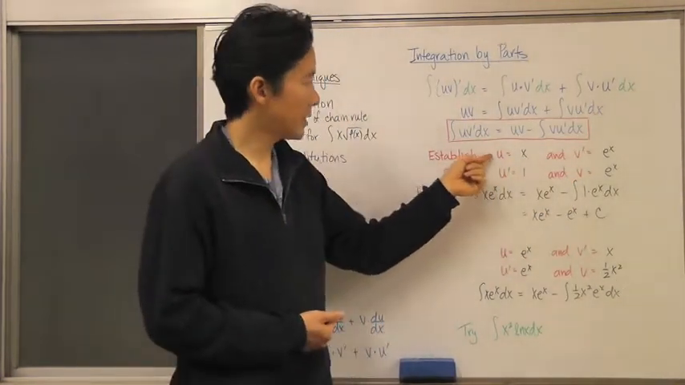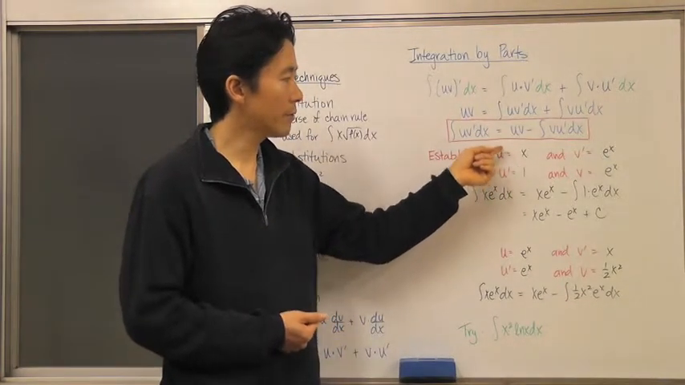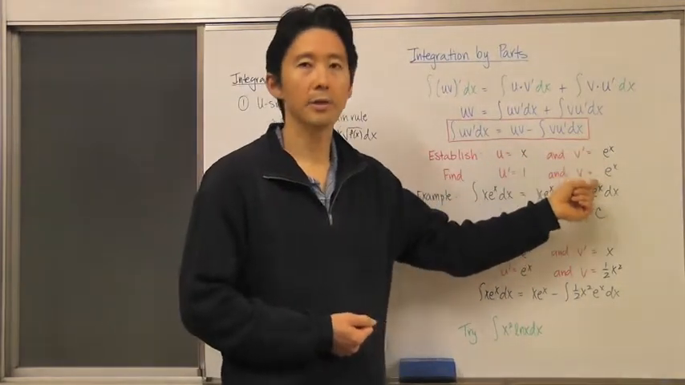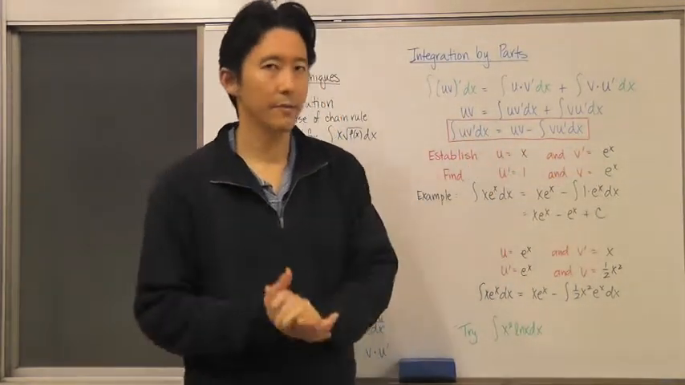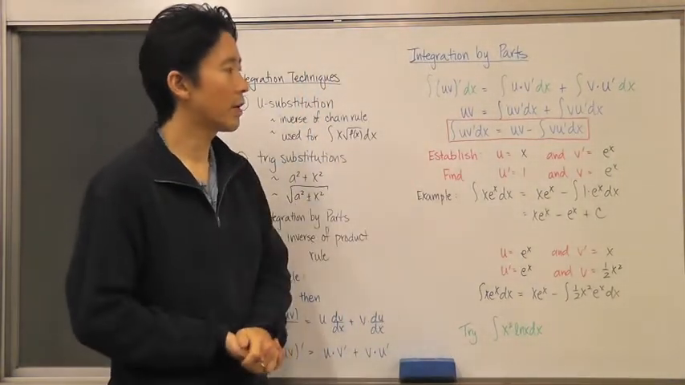So notice in this particular situation here, for the relationship between u and u prime, you're finding the derivative. But for v prime and v, you're actually integrating. So you need to be very careful about following the process very, very carefully there.